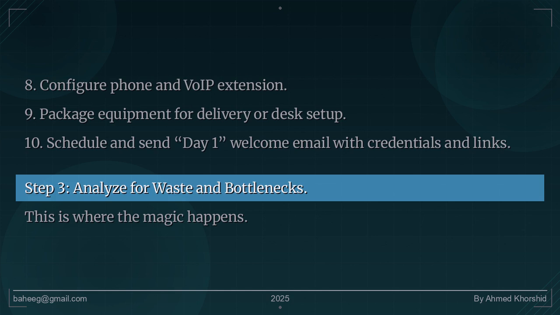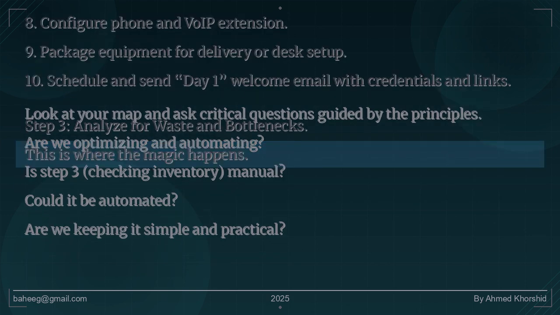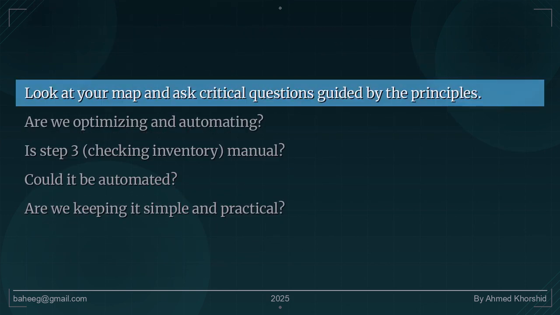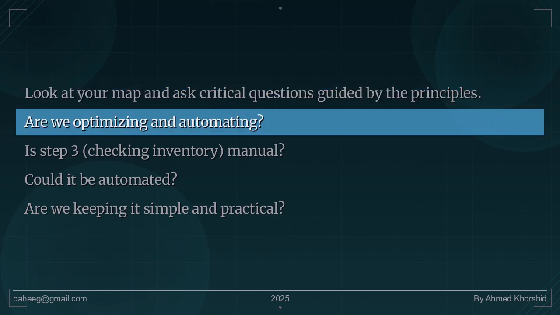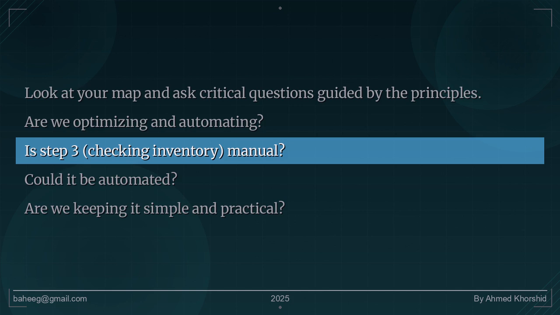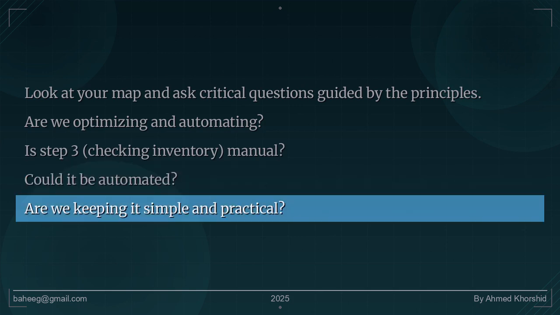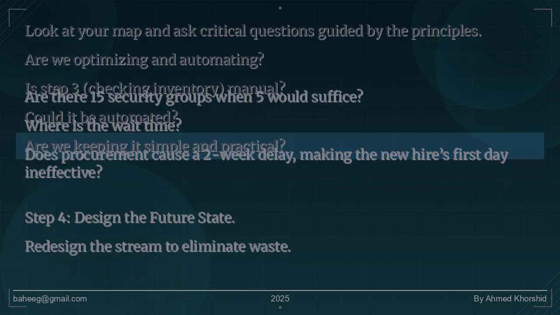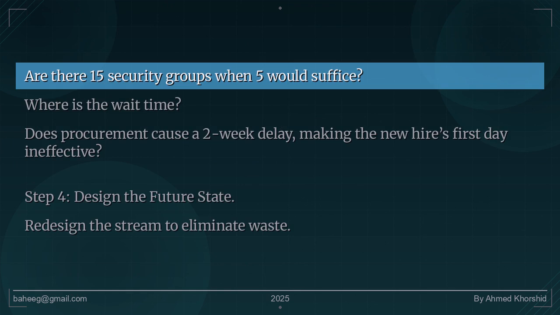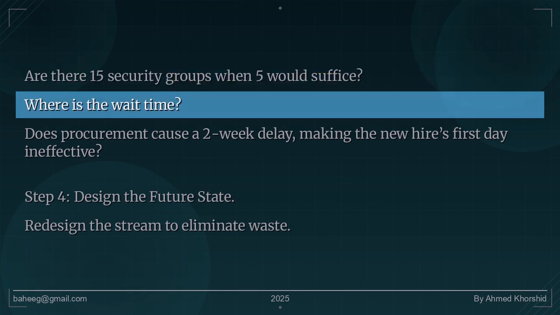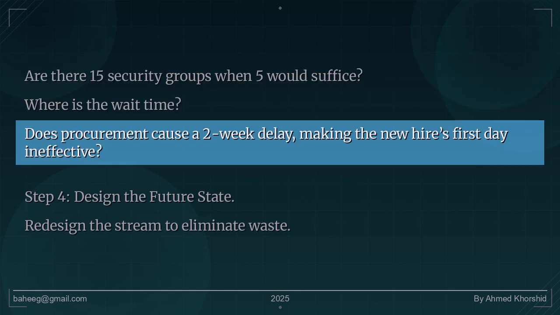Step 3. Analyze for waste and bottlenecks. This is where the magic happens. Look at your map and ask critical questions guided by the principles. Are we optimizing and automating? Is step 3, checking inventory, manual? Could it be automated? Are we keeping it simple and practical? Are there 15 security groups when 5 would suffice? Where is the wait time? Does procurement cause a 2-week delay, making the new hire's first day ineffective?